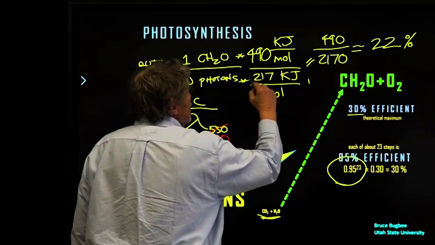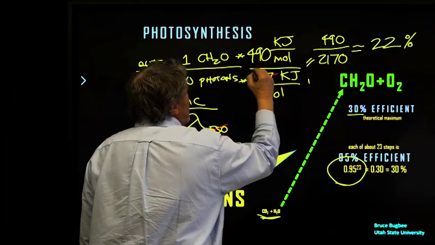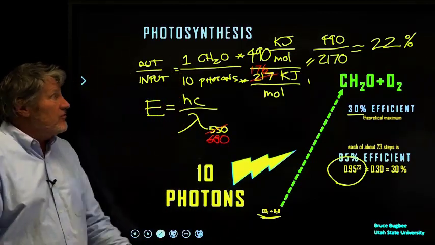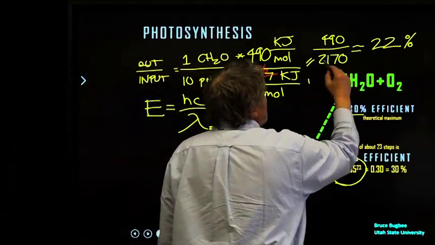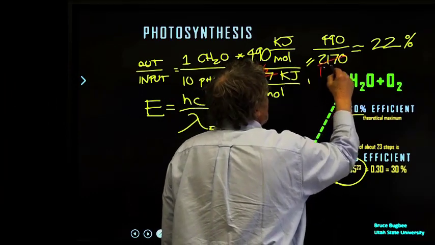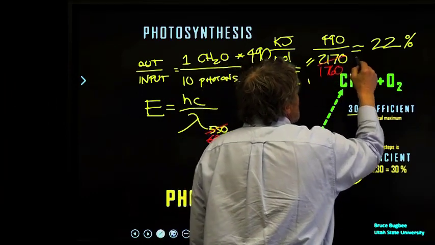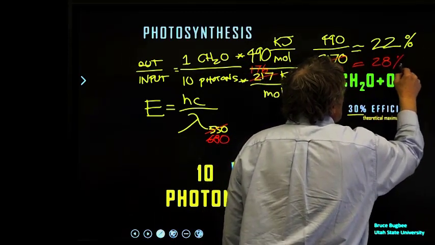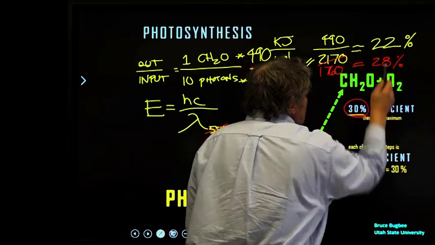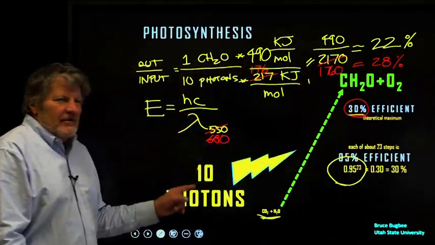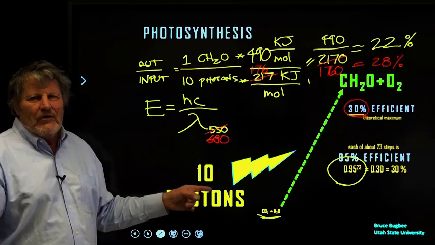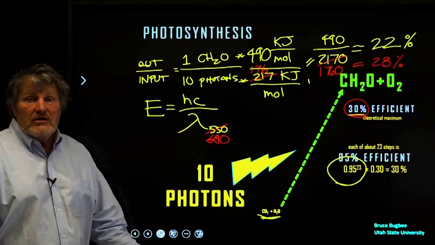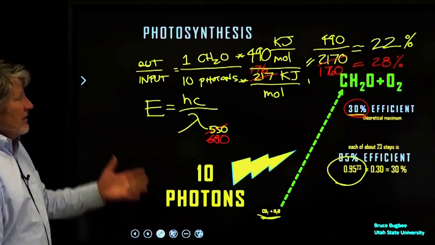When we put 680 there, this number becomes 176 kilojoules per mole. Low energy red photons, and this becomes 1760, and then it goes to 28% efficiency. Now this says 30, that's 28, but it doesn't quite take 10. It's more about 9 photons to drive this. But there's the math of calculating photosynthetic efficiency. First step of the model.